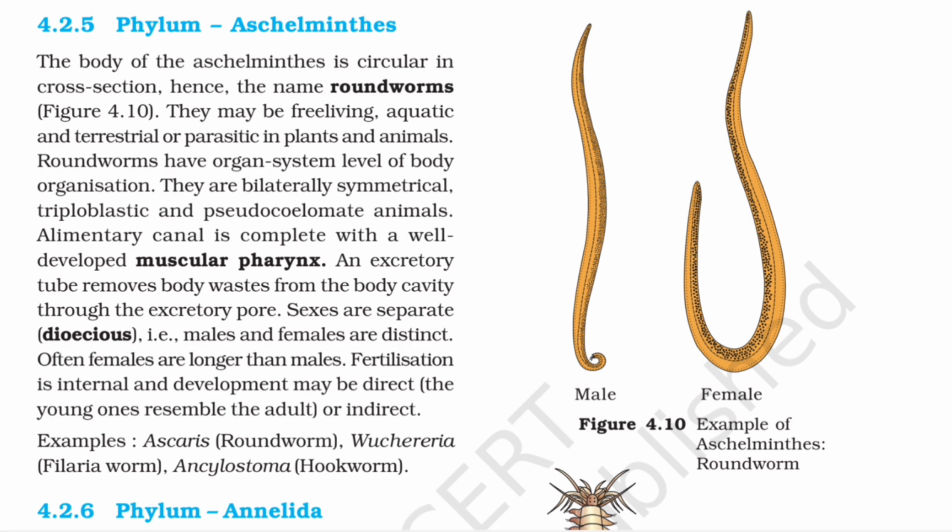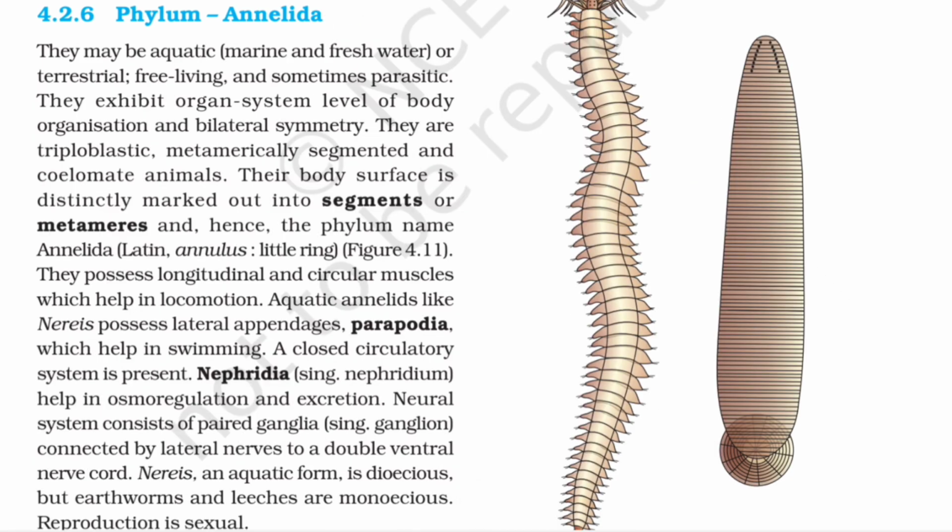Sexes are separate, also known as dioecious, that is, males and females are distinct. Often females are longer than males. Fertilization is internal and development may be direct, the young ones resemble the adult, or indirect. Examples of this phylum are Ascaris, also known as roundworm, Wuchereria, also known as filarial worm, and Ancylostoma, also known as hookworm. 4.2.6 Phylum Annelida.